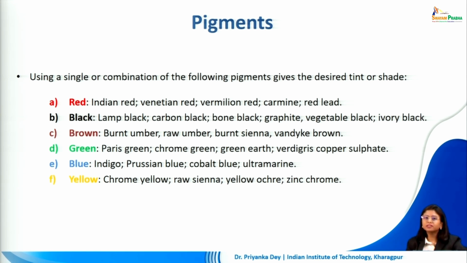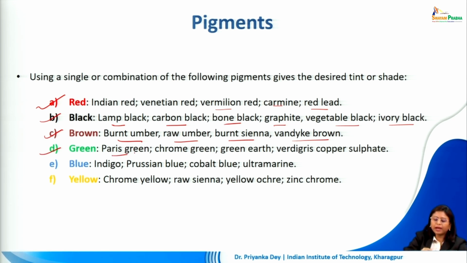So if we are using red, we can go for Indian red, Venetian red, vermilion red, carmine or even red lead. So that's different versions of red. Many other versions are available, and of course we can create more versions by mixing it with other pigments. Black can be lamp black, carbon black, bone black, graphite, vegetable black and ivory black. We can also go for browns like burnt umber, raw umber, burnt sienna and the Van Dyke brown.